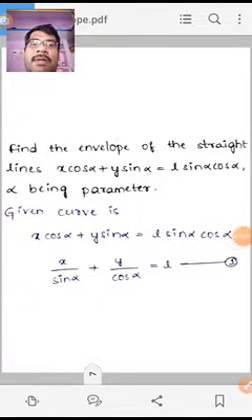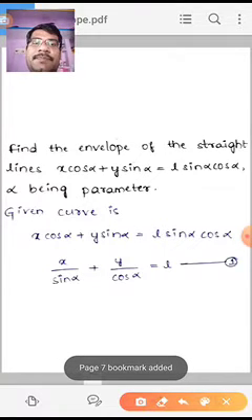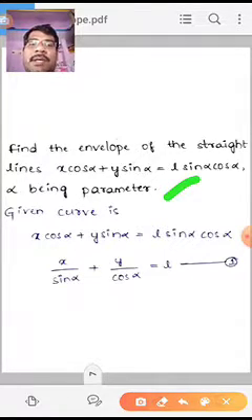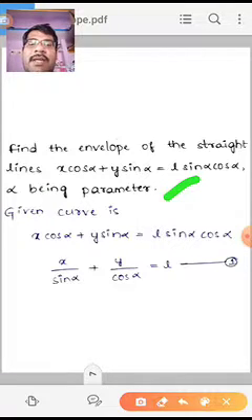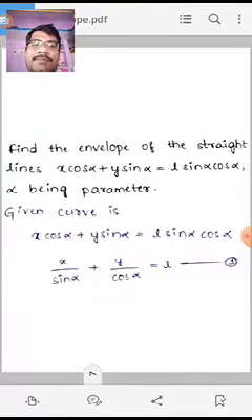Now find the envelope of the straight line x cos alpha plus y sin alpha is equal to L sin alpha cos alpha, alpha being a parameter. The given curve is a one parameter family of curves, that is x cos alpha plus y sin alpha is equal to L sin alpha cos alpha. Dividing on both sides by sin alpha cos alpha, we get x by sin alpha plus y by cos alpha is equal to L.